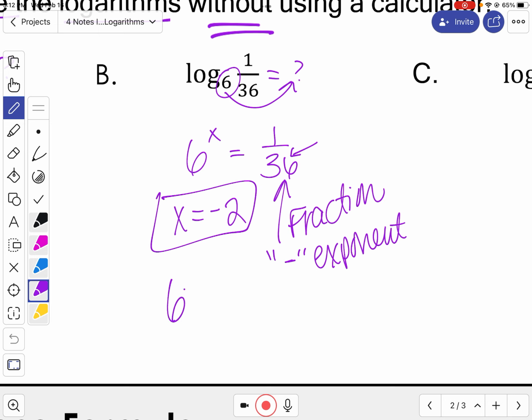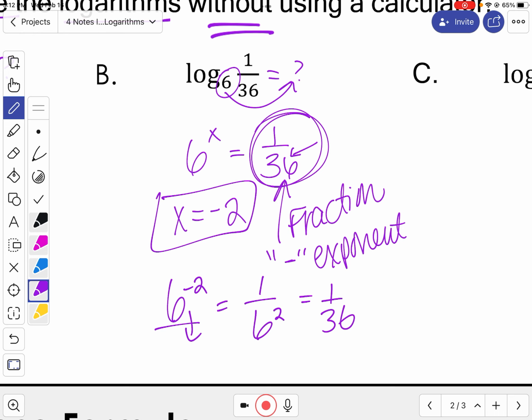So 6 to the -2, we'll just work it out. You'd have to bring it down, which would give me 1 over 36. So if this is a fraction, we know we're going to have a negative exponent. And then just cover up the 1 on top, look at only this piece, see what you would have to raise that number to get that bottom number.